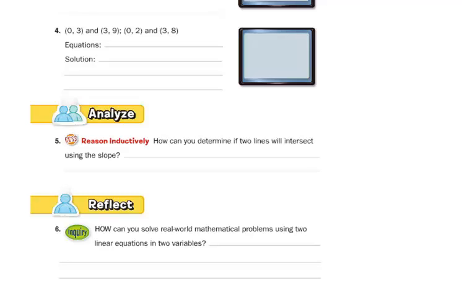One of the questions I want you to consider, and I will ask you this as you come in, perhaps as a ticket to enter the classroom: looking at the lines or the slopes of the lines, how do you know if they will or will not intersect? So I'm going to leave you with that question. How do you know, by looking at the slopes of the lines, if they will intersect?